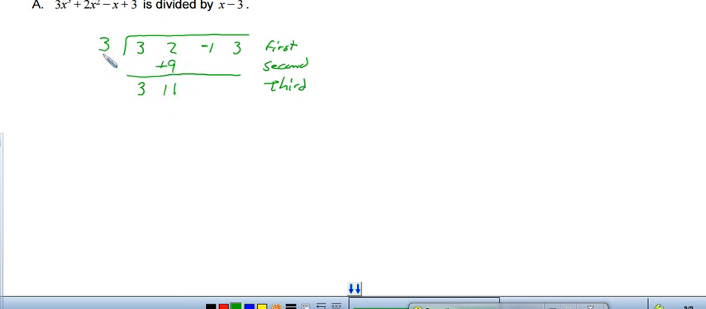Now we do the same thing again. 3 times 11 is 33. Combine these together, you get 32. 3 times 32 is 96. You combine those together and you end up with 99.